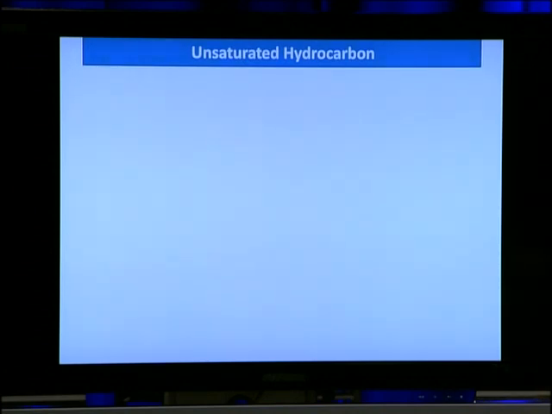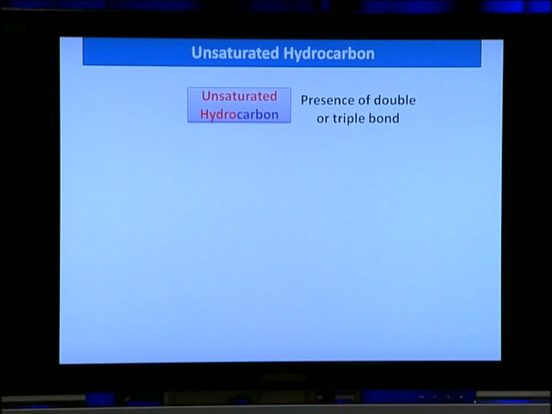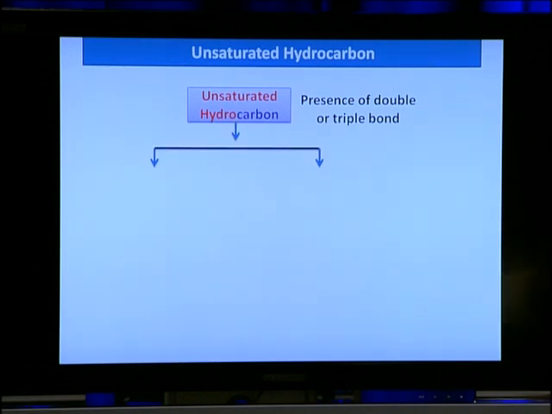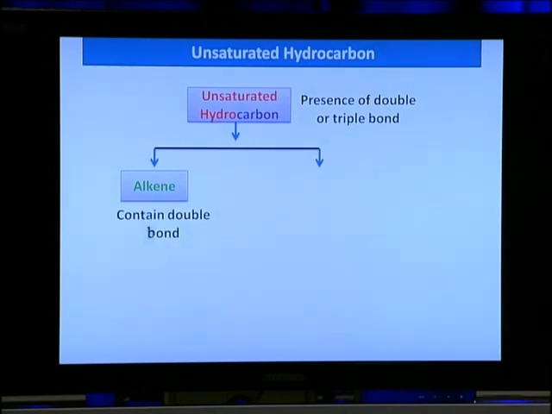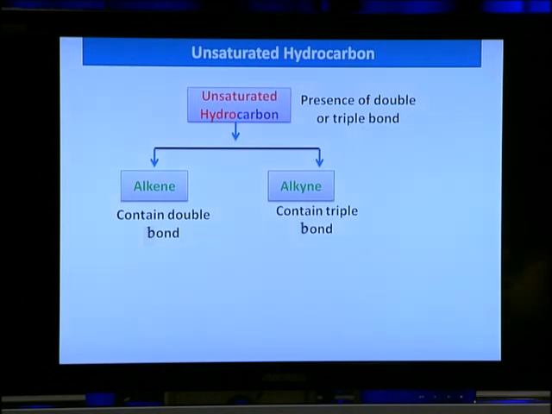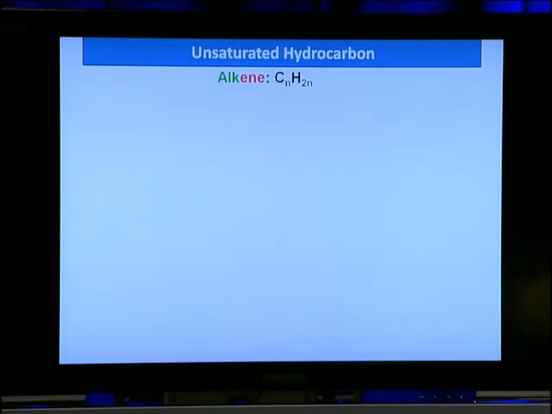Now let me take you through the unsaturated hydrocarbons. Unsaturated hydrocarbon has a double bond or a triple bond between 2 carbon atoms, and is classified into 2 classes, alkene and alkyne. Alkene contains a double bond between 2 carbon atoms, and alkyne contains a triple bond between 2 carbon atoms. So let's see first of all the alkene.